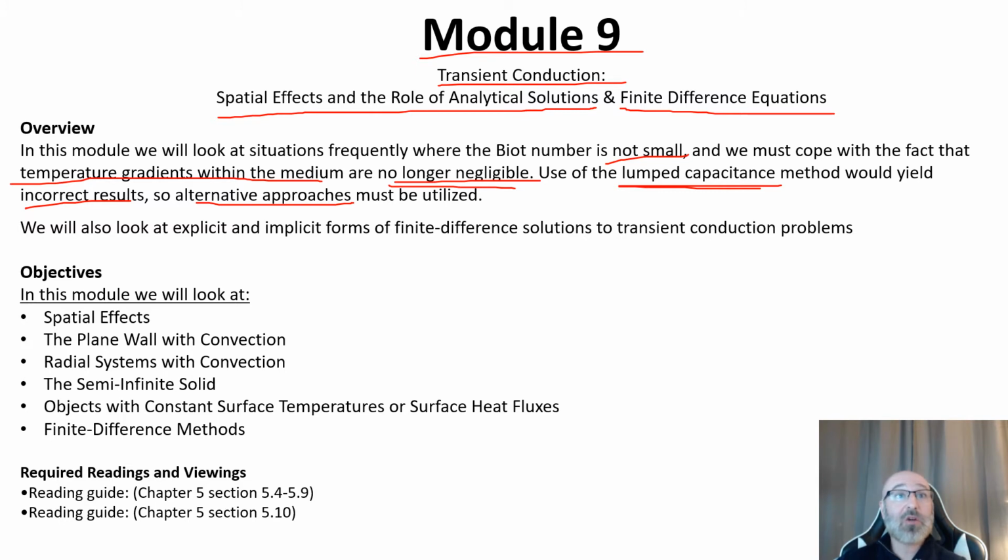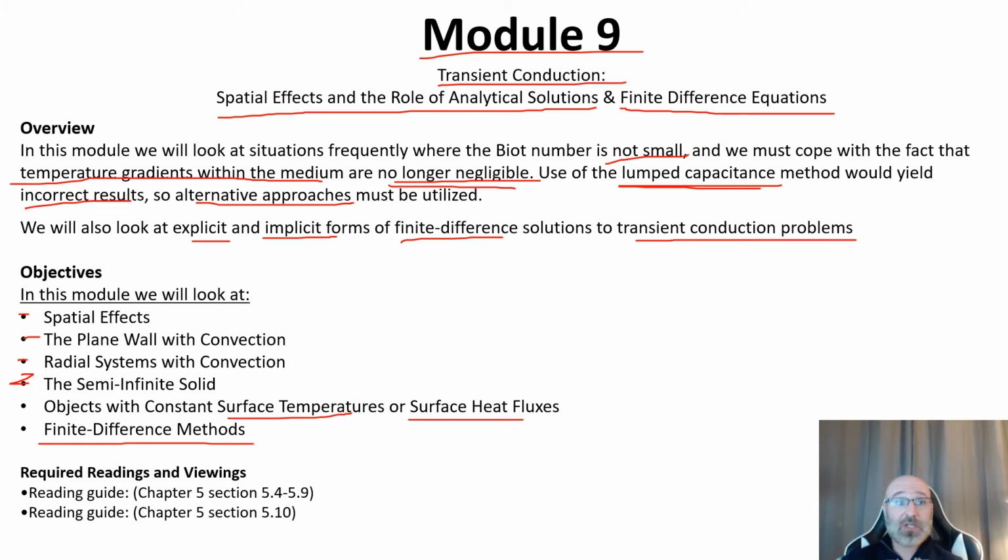We're also going to take a look at implicit and explicit forms of our finite difference solutions to transient conduction problems as we get into module 9.2. So the objectives within this module: we're going to take a look at our spatial effects, talk about the plane wall with convection, look at the radial system with convection, talk about the semi-infinite solid, get into some objects with constant surface temperatures or surface heat flux, and then last we'll get into the finite difference method.